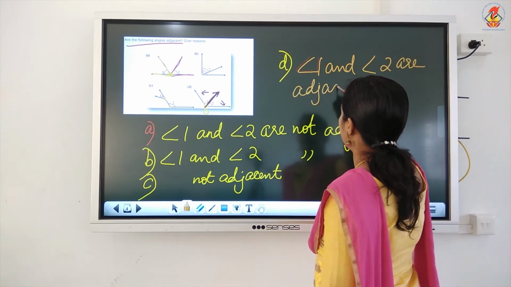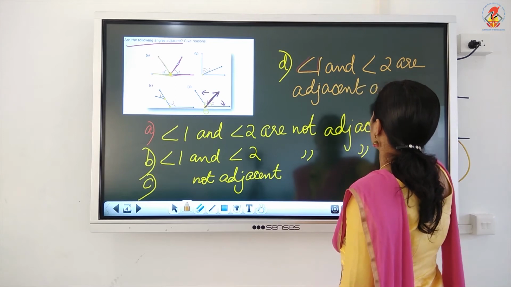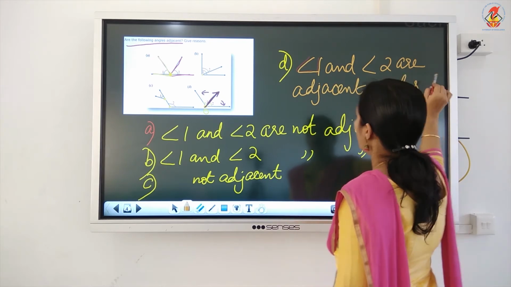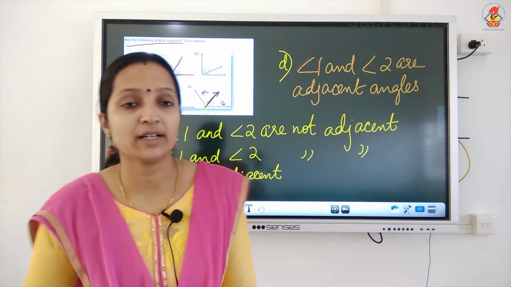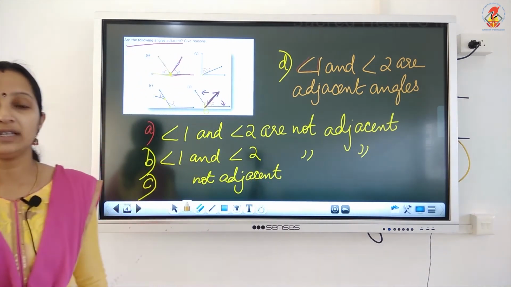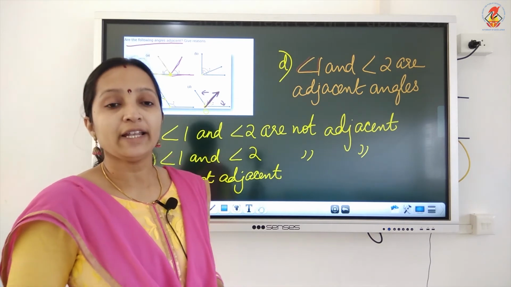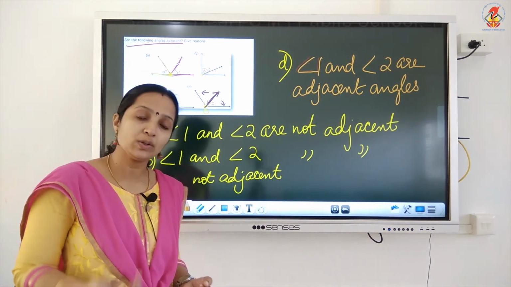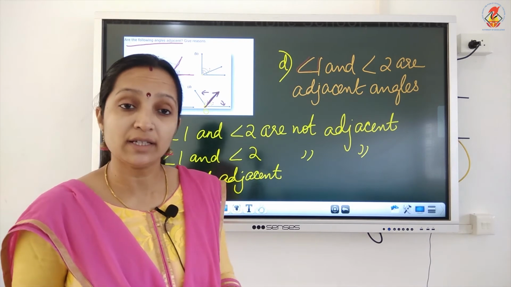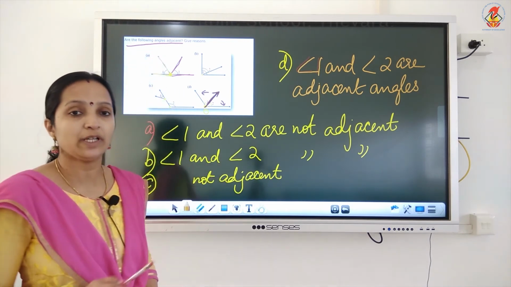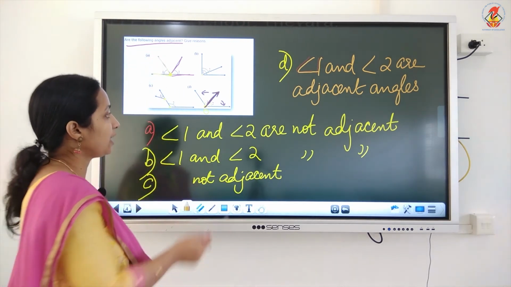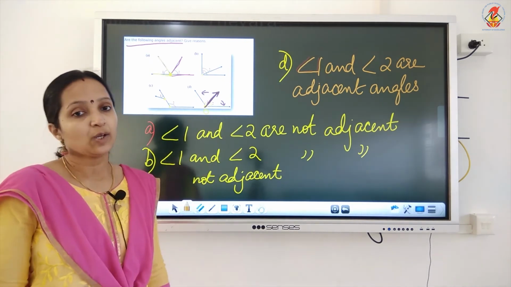I hope this is clear. Angle 1 and angle 2 are adjacent angles. So what do we mean by adjacent angles? If two angles are adjacent, they should have a common vertex, a common arm, and the uncommon or non-common arms should lie on either side of the common arm. That is very important.